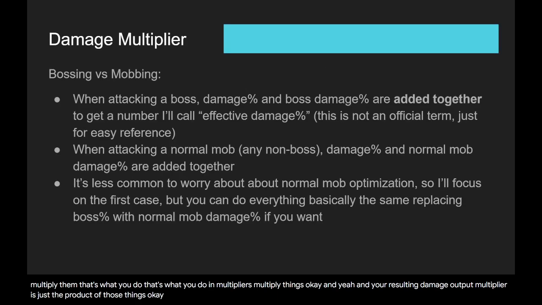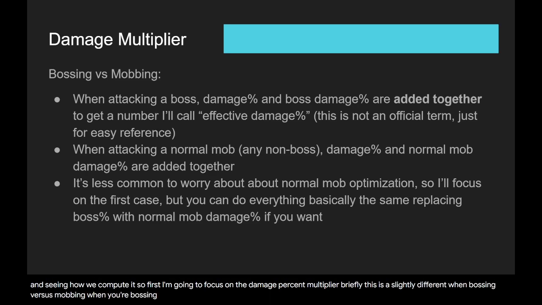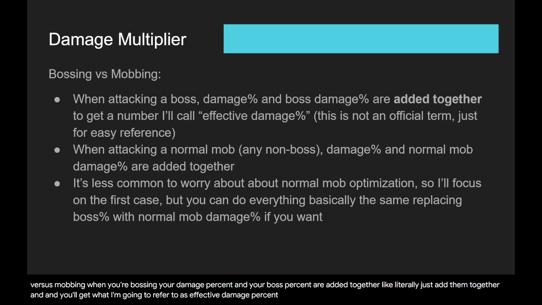Okay, we've talked a bit about multipliers. Let's get into the specifics of looking at one of these multipliers and seeing how we compute it. So first I'm going to focus on the damage percent multiplier. Briefly, this is slightly different when bossing versus mobbing. When you're bossing, your damage percent and your boss percent are added together. Literally just add them together, and you'll get what I'm going to refer to as effective damage percent.